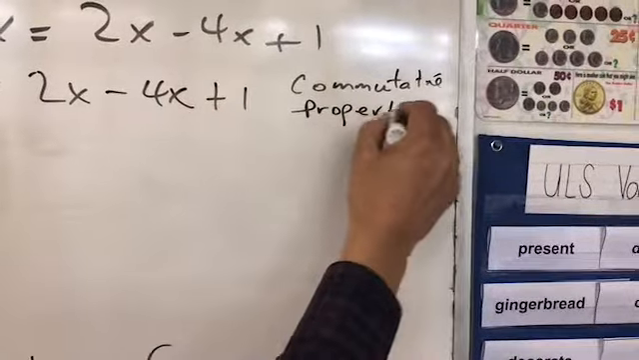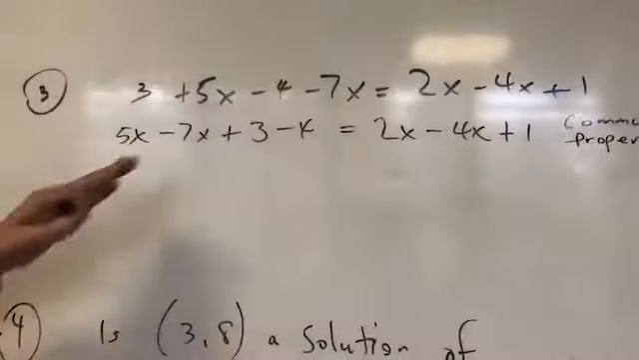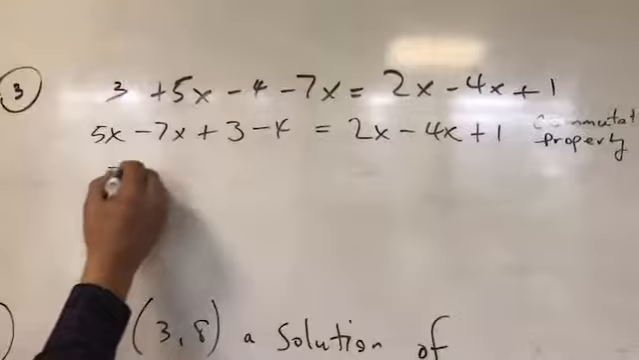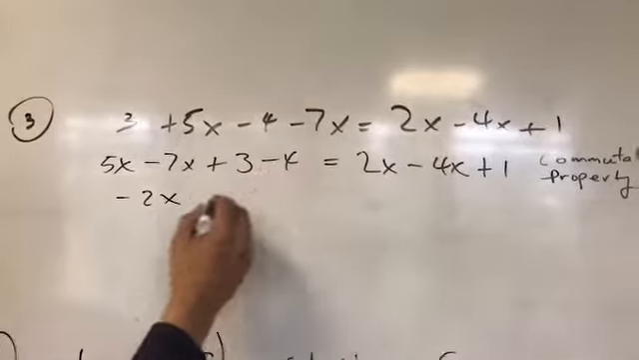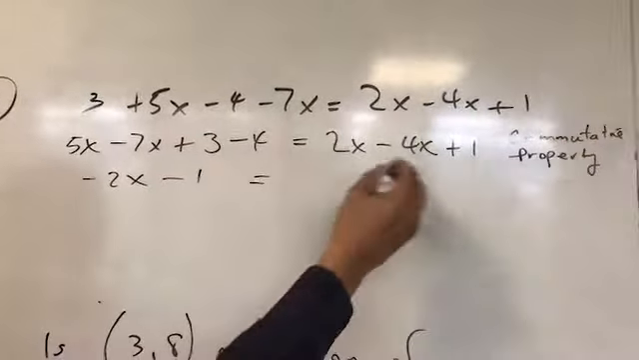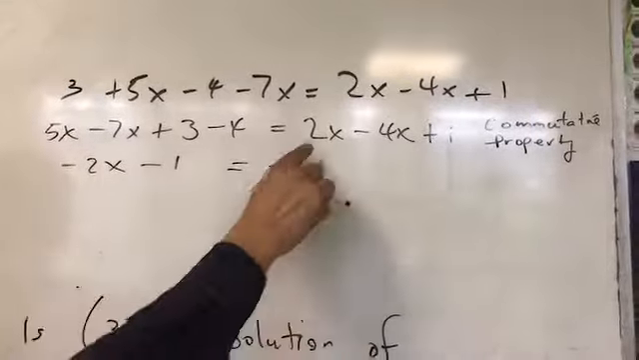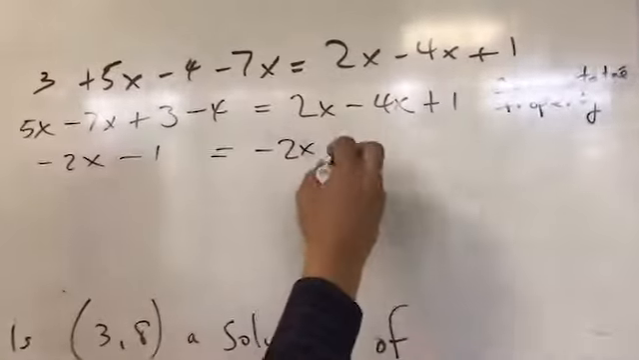Very important to know what you're doing at each step. So 5x minus 7x minus 2x plus 3 minus 4, minus 1. 2x minus 4x is negative 2x. Be careful with the integers. 2 minus 4 is negative 2, not positive 2.